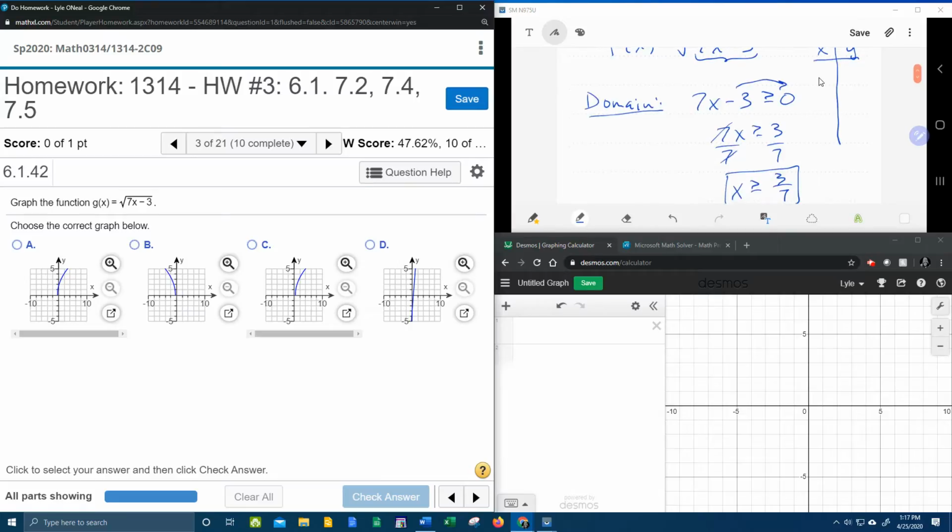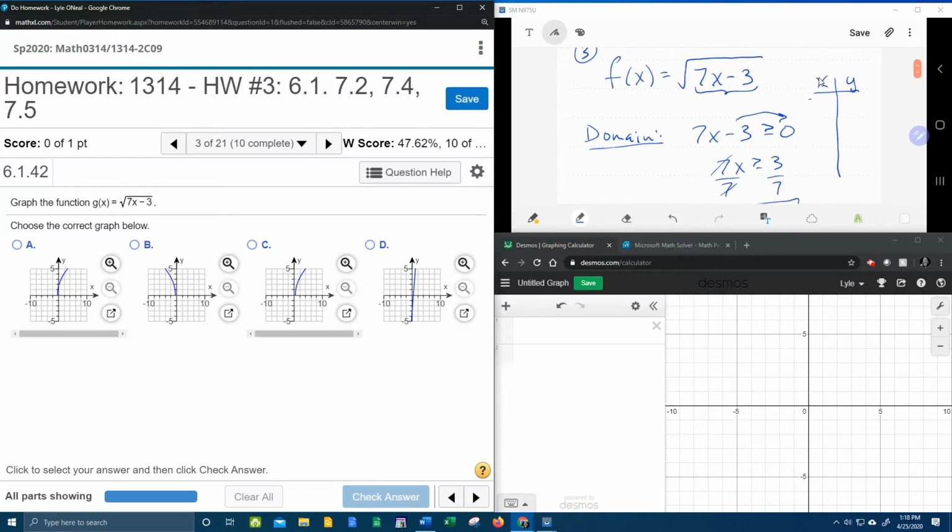And I know that 3/7 is the smallest that x can be. So I'm going to start with 3/7. So if I plug that into the function for x, 7 times 3/7 is 3. 3 minus 3 is 0. And the square root of 0 is 0.